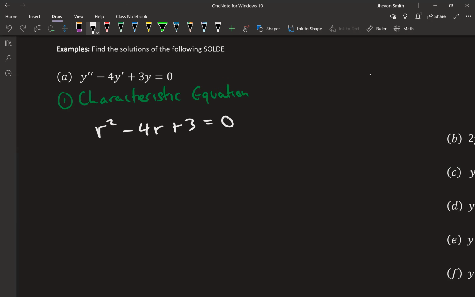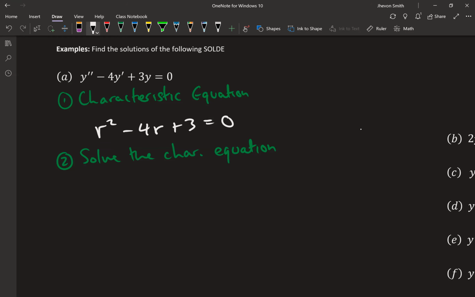So that is the characteristic equation. And again, it looks just like a quadratic where the y double prime is replaced by the r squared, the y prime is replaced by the r, and the y is replaced by 1. So that's the characteristic equation. The second thing I'm going to do is solve the characteristic equation. And I'm not always going to write out these steps here. You don't have to write these out all the time.